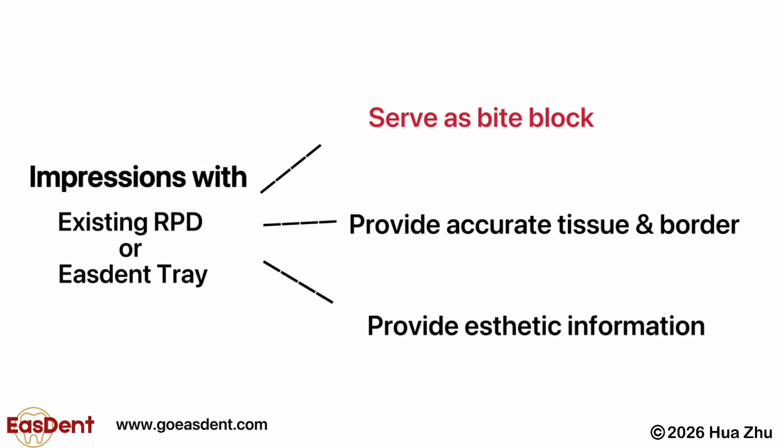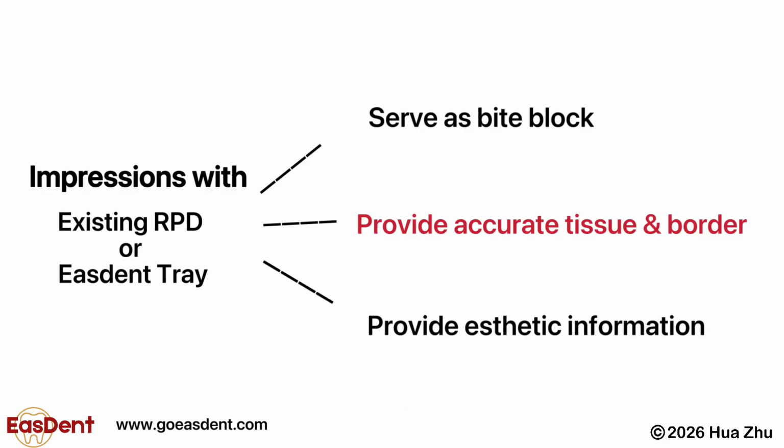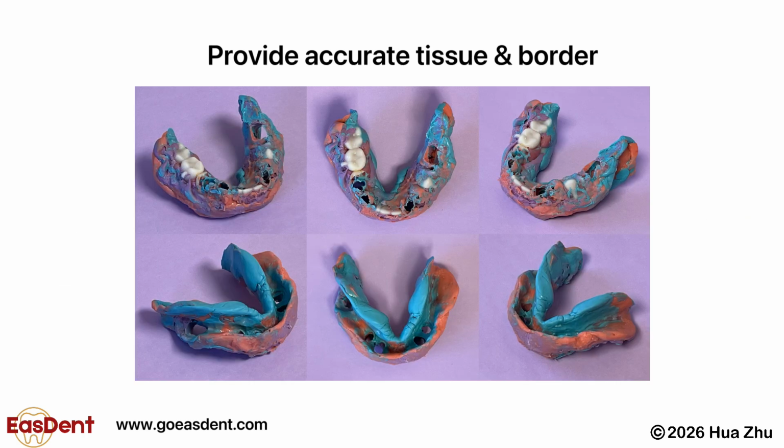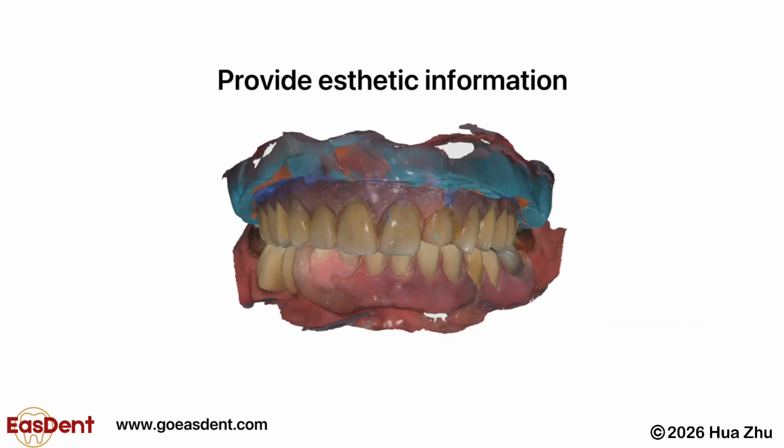Existing RPDs or the Easdent tray may serve as bite blocks to record centric relation at the appropriate vertical dimension of occlusion and to facilitate scanning the correct bite relationship. Scans of the impression provide accurate tissue anatomy and functional border information. They can also provide a valuable aesthetic reference for the lab to set up the teeth.